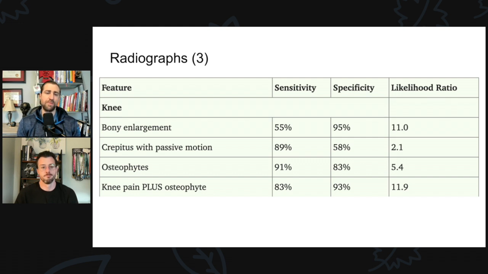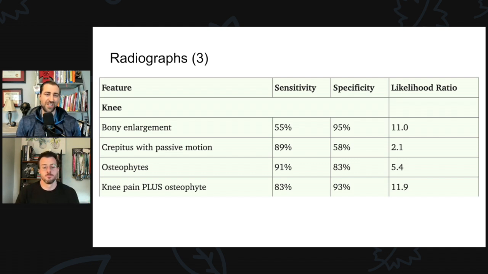If you have crepitus with passive motion, so that's something that we can do, actually has a pretty good sensitivity. So if there's no crepitus, good chance you don't have osteoarthritis. But like I said previously, the specificity is bad. You can have patellofemoral pain and no OA and still have a crunchy knee, right? The presence of osteophytes, high sensitivity, 91%, and fairly high specificity as well.